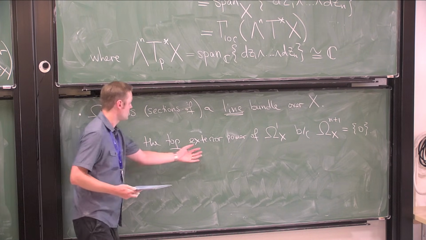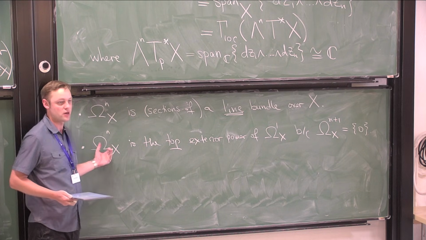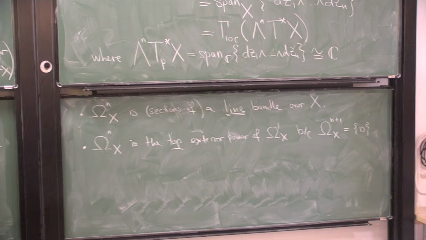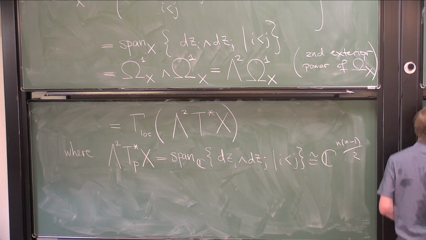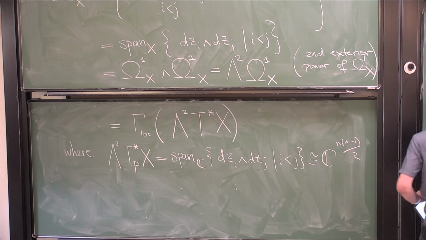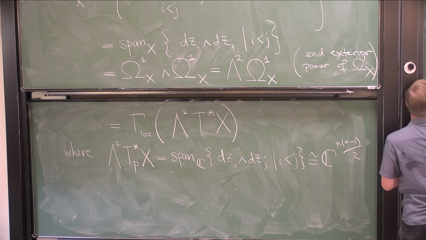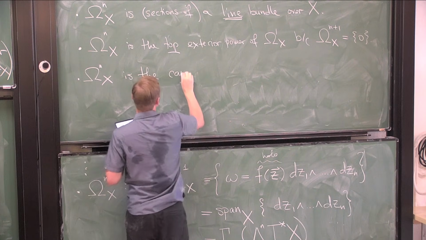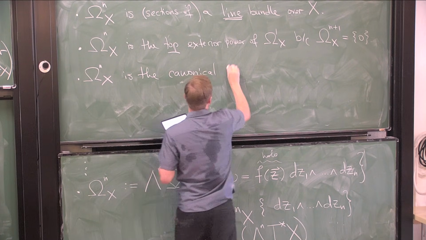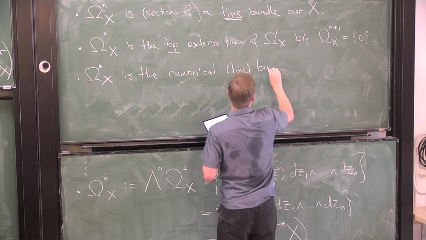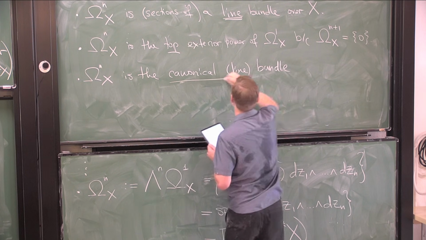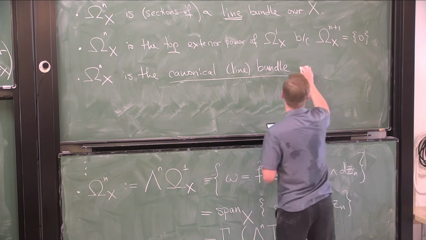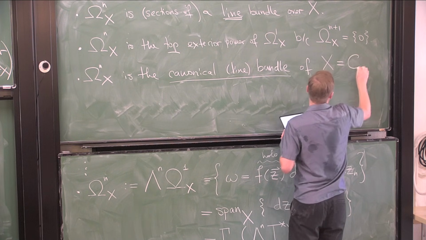So this, hopefully, is one way to convince you that this top exterior power is somehow very important. It's a very important object that is attached to our complex manifold, and indeed we call it the canonical bundle. So Omega^n_X is the canonical line bundle, but when you say canonical bundle, you always are referring to this special line bundle. So I will never even include the word line. It's the canonical bundle of X, which in this case was just C^n.